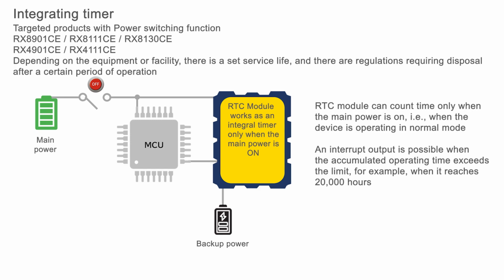It is also possible to count time while the main power is off, that is, only while the RTC module is operating in backup mode. It is also possible to count the cumulative time both when the main power is on and off. It can be used, for example, to notify users when it is time to replace consumable parts inside equipment.